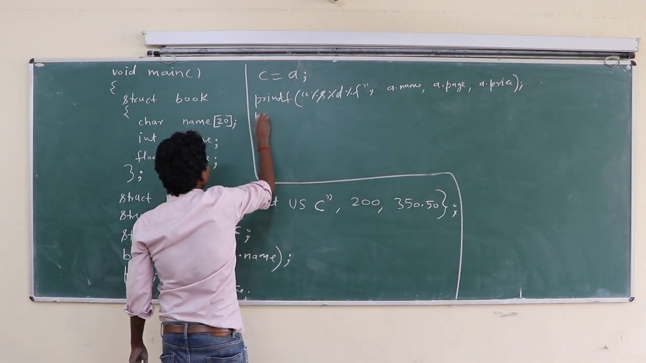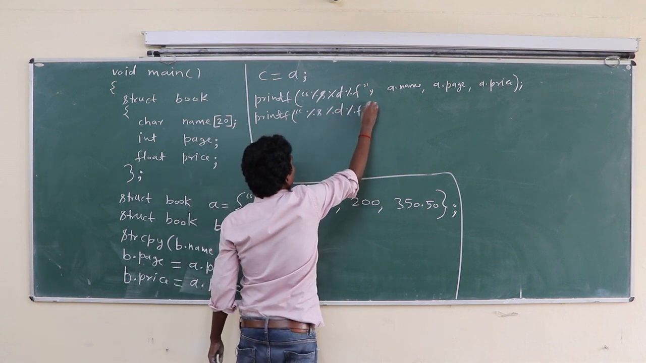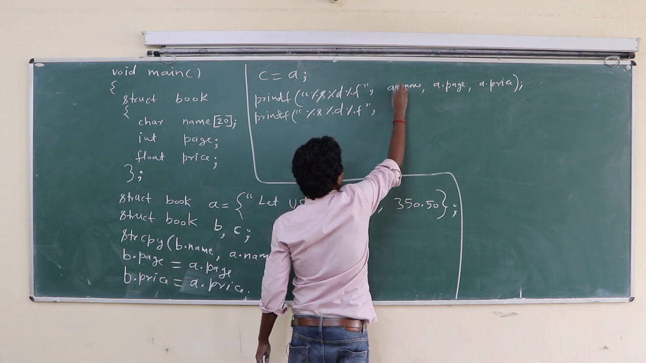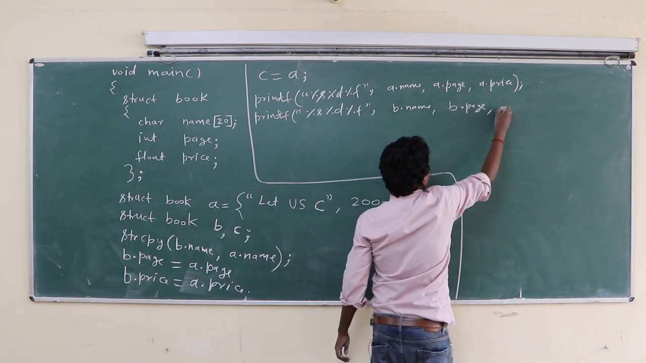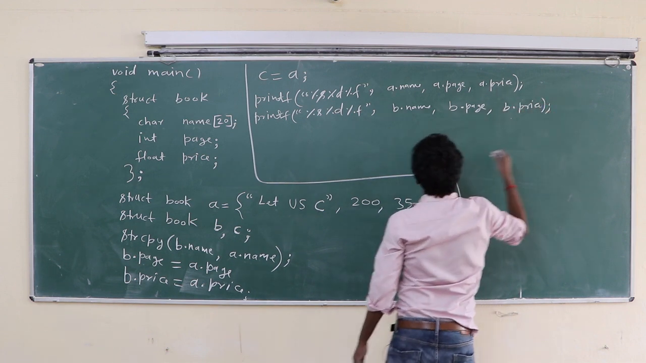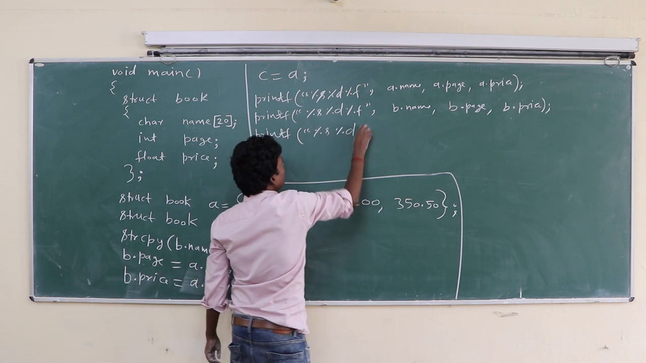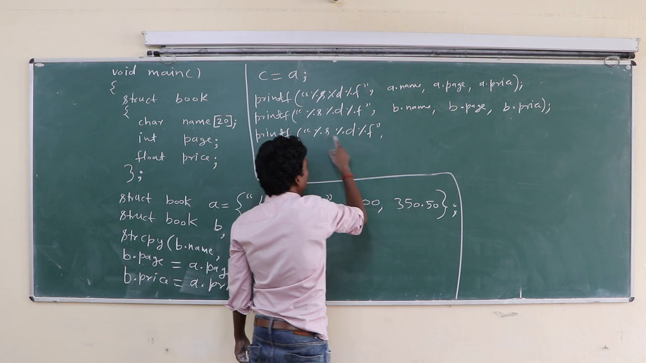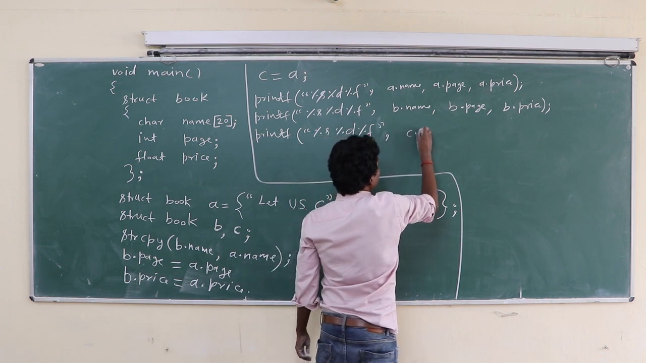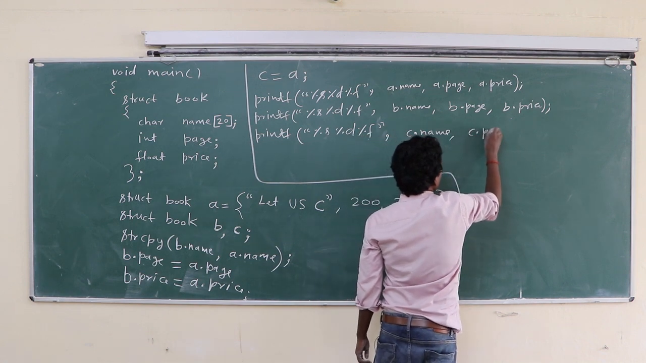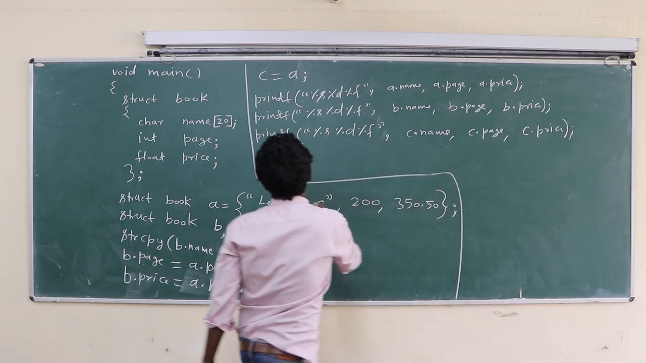Second one is printf for B: %s, %d, %f. Here B dot name, B dot page, comma, B dot price. Now here printf %s, %d, %f: s for name, book name, d for book page, f for price of book. Okay class, here C dot name, comma, C dot page, comma, C dot price. Here main is closed.